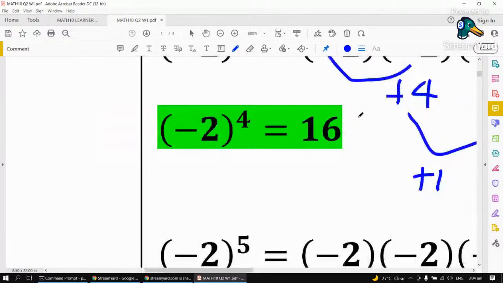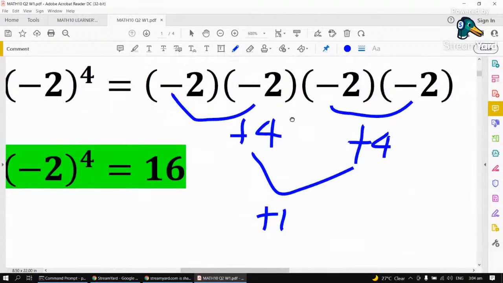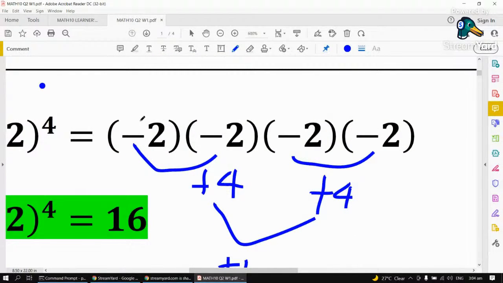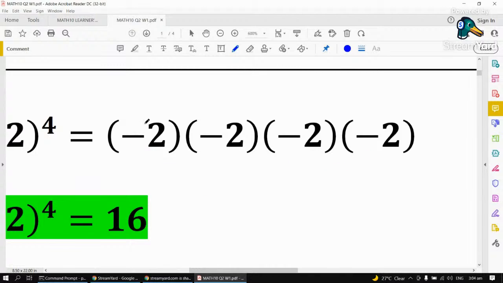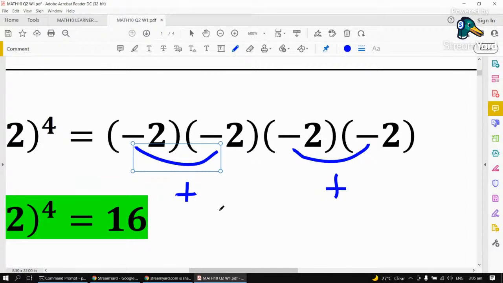Okay? So, ibig sabihin ng even number, meron silang mga partner. So, itong dalawang to ay magka-partner. So, negative times negative, magiging positive yan. Itong dalawa ay magka-partner. Negative times negative, magiging positive yan. And then, positive times positive ay magiging equal to positive.